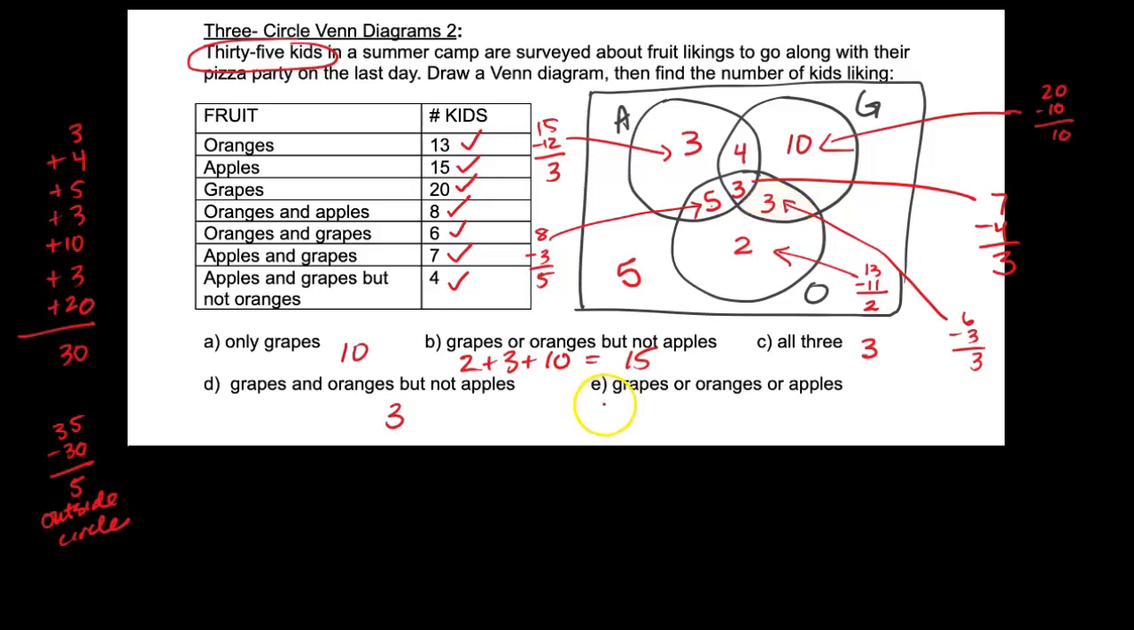And then last question, how many kids like grapes or oranges or apples? So or means they could like only grapes, only apples, only oranges, or they could like any combination of those. So basically this is asking for any kid that would be represented on the inside of any of these circles. So it would be all of these numbers. And really, we already added those up. We added those up right here. And so when we added those all up, we ended up getting 30 total kids that were represented on the inside of the circle or who liked grapes or oranges or apples.